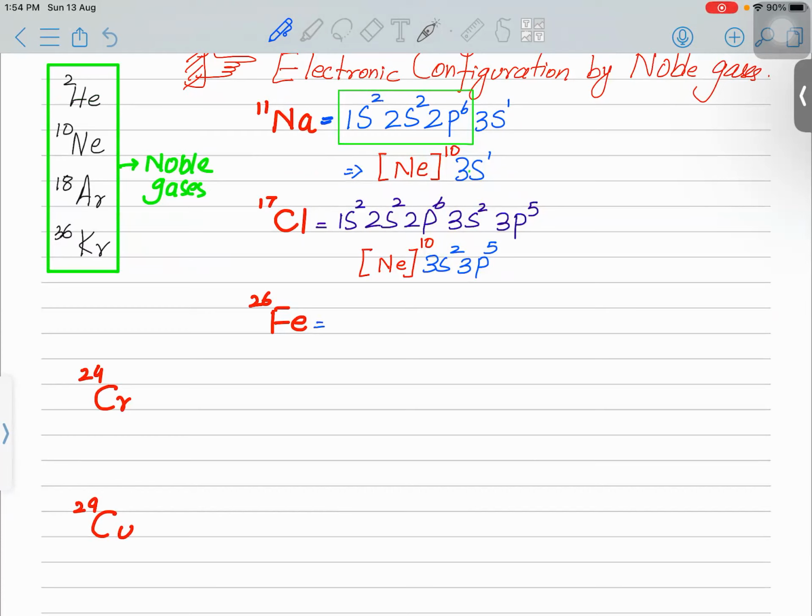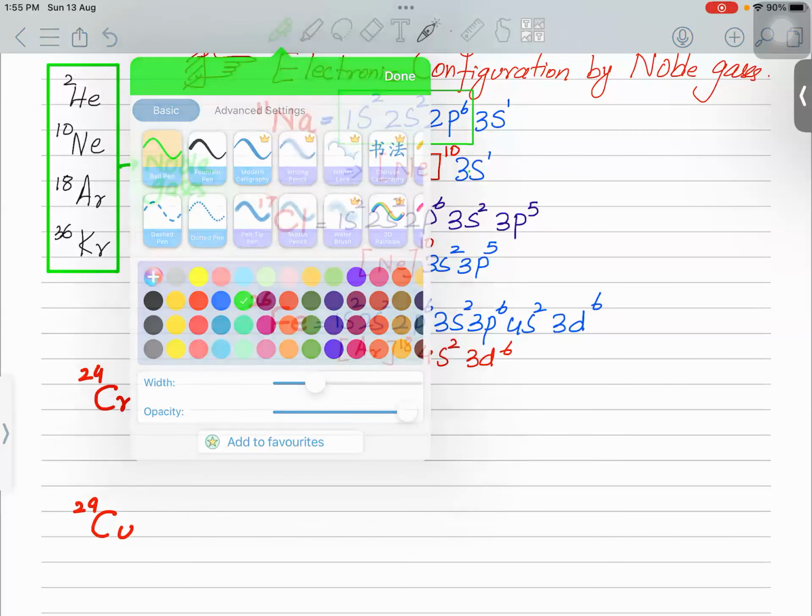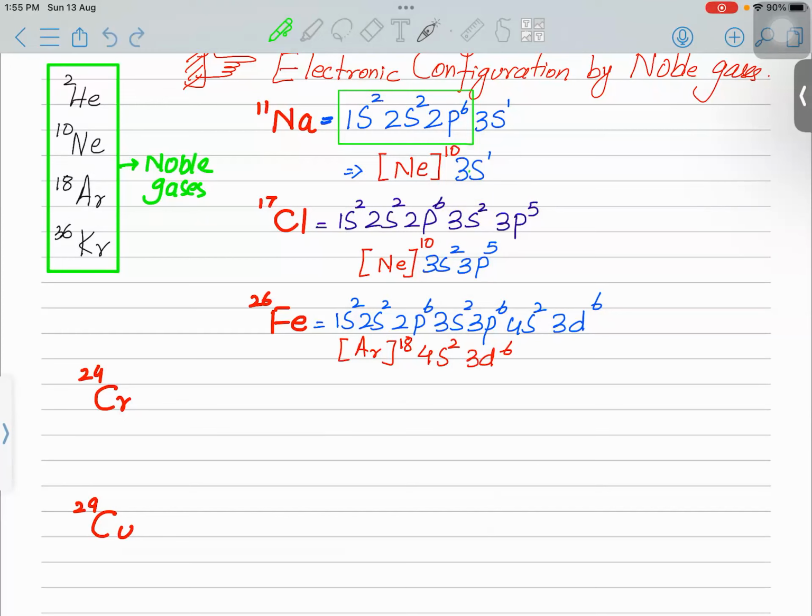Now iron. Tell me the electronic configuration of iron. 1s2, 2s2, 2p6, 3s2, 3p6, 4s2, and then 3d6. Now which element is nearest? Argon. Argon is 18. So the remainder is going to be 4s2 and 3d6. Very good. Here we have neon, and here we have argon.